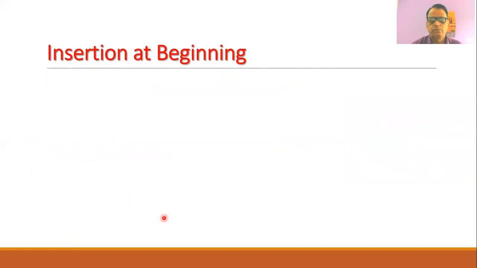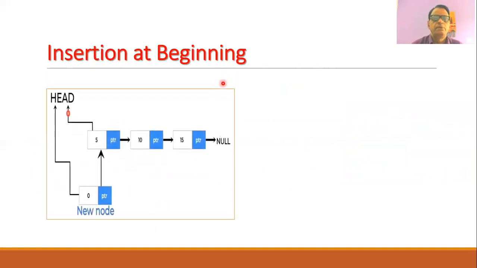So let us start with the first method, which is called insertion at the beginning of the linked list. Suppose we have been provided a linked list consisting of three nodes. The first node has the value 5, the second node has the value 10, and the third node has the value 15. The pointer of the first node points to the second element, the pointer of the second element points to the third element, and the pointer of the third element has the value null, because this is the last element of the linked list.